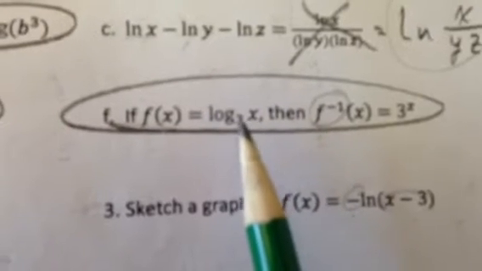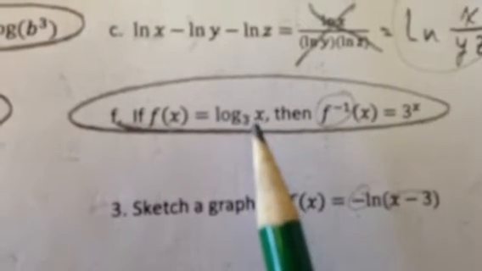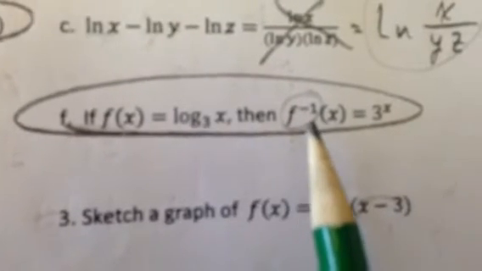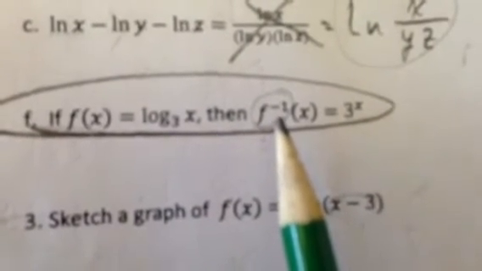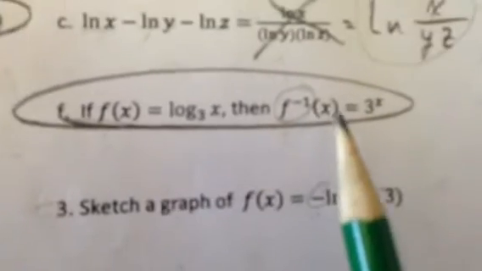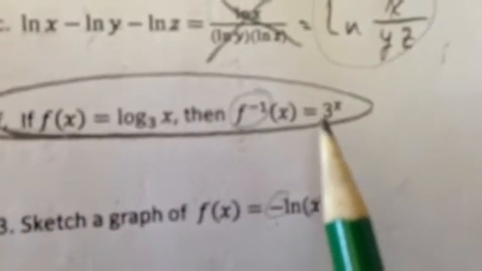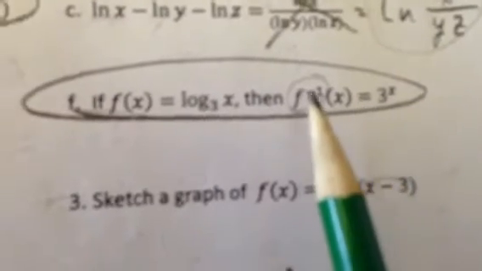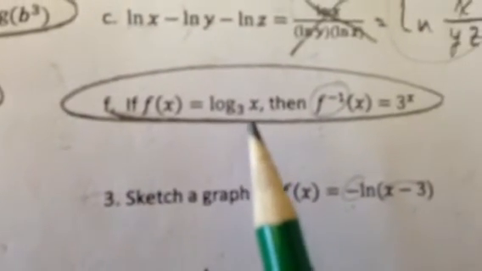Last but not least, in this group, these two functions: f of x equals log base 3 of x, and the inverse of that function is the exponential function base 3. So that's what this means. f negative 1 is the inverse of f of x, and that base 3 exponential function is the inverse then of the log base 3.